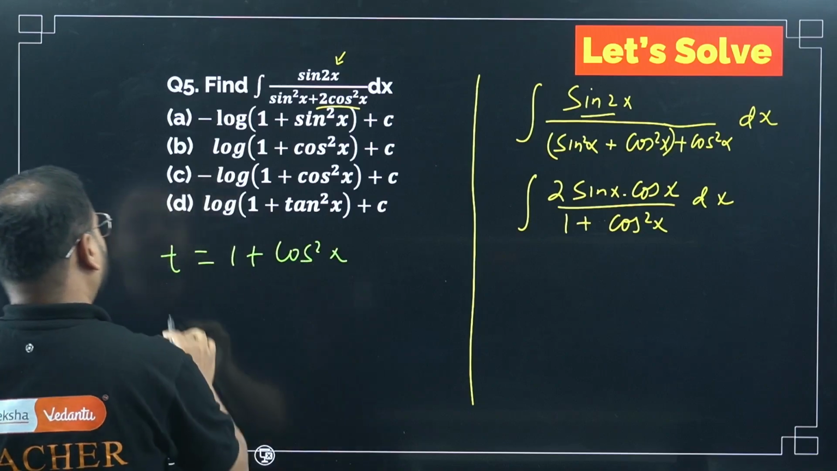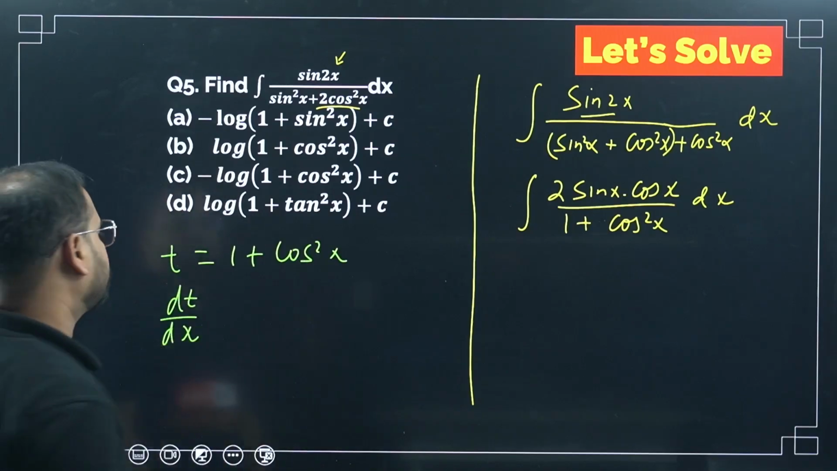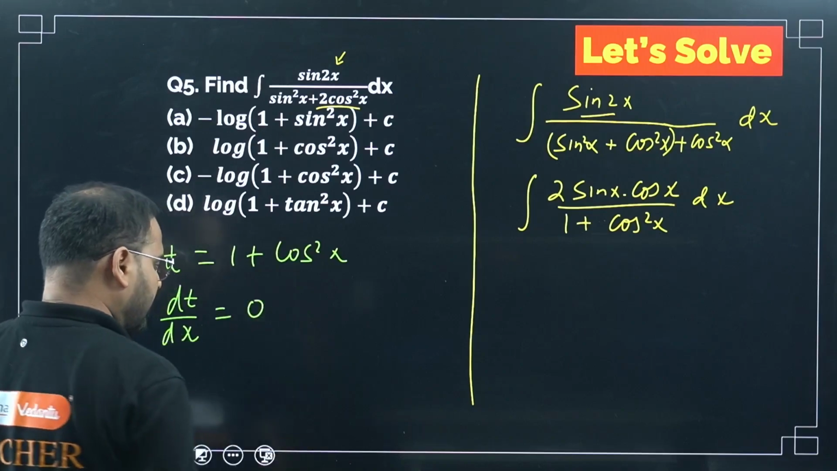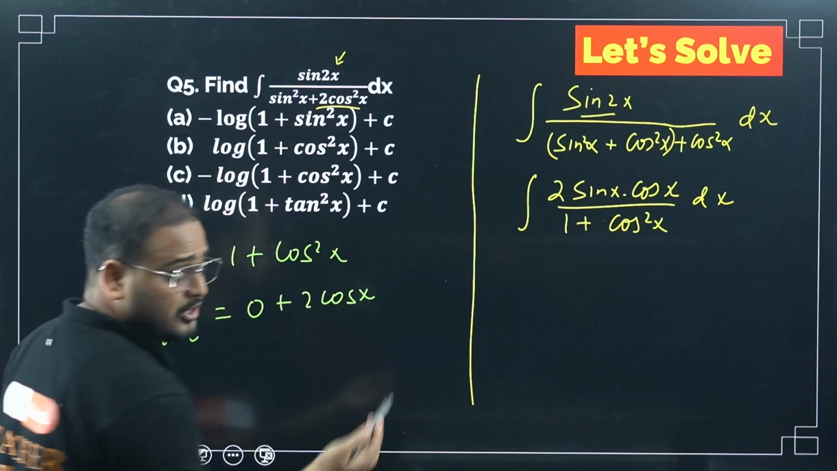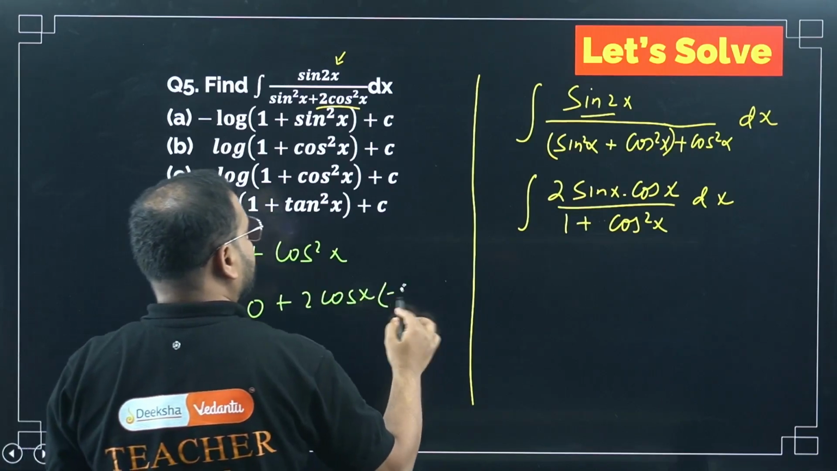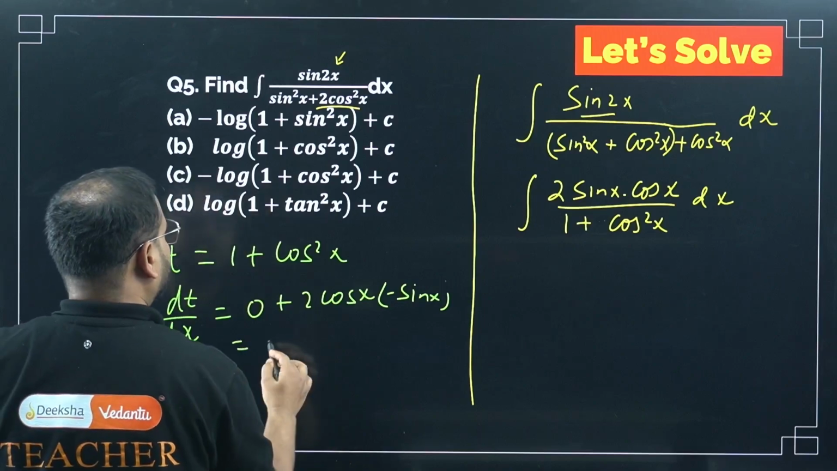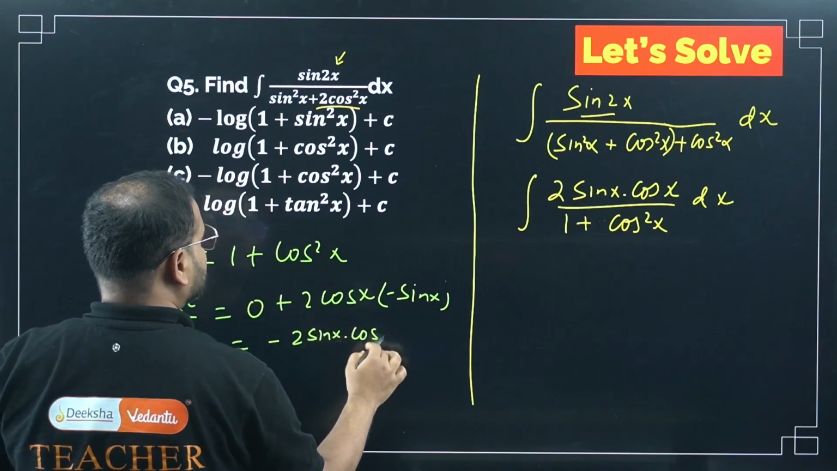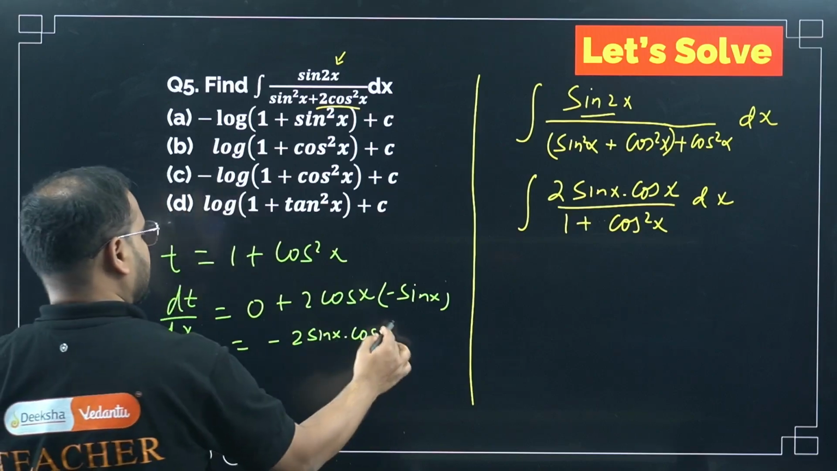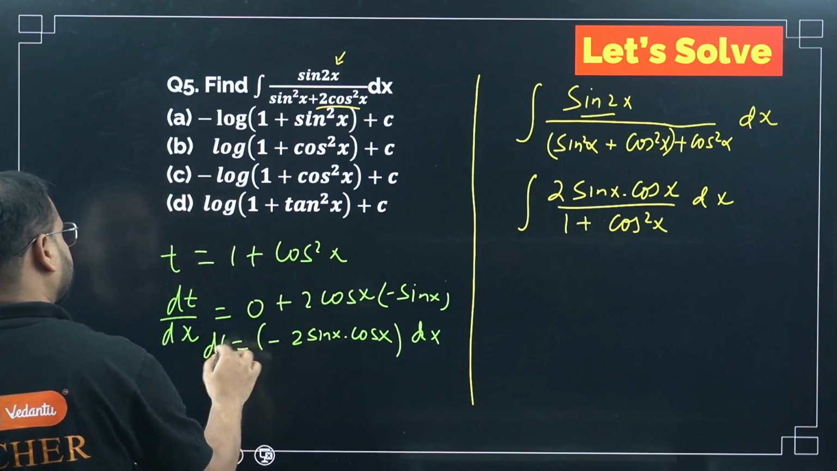Now check here. dt by dx will be what? 0, right? 2 cos x. Now the chain rule will come with the minus sign. Cos x differentiation is minus sign. What is the answer? Minus 2 sin x cos x multiplied with dx. Multiply this with dx. What I'm getting is dt.